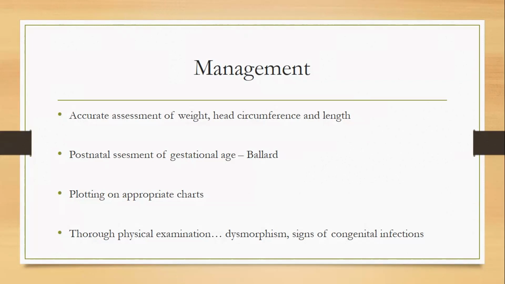There's always a debate as to what is the appropriate chart to use. Currently at Sally Mugabe, we're still using charts which are probably not appropriate. We're using what is called the Lubchenco charts, which were actually meant to be fetal charts. But I think we are pushing so that we move towards using the Intergrowth charts, which is what we're now using in the private unit, because these charts have been tried and tested on babies from many different parts of the world. It's also important to do a thorough physical examination on these babies, looking for dysmorphism and for signs of congenital infections.